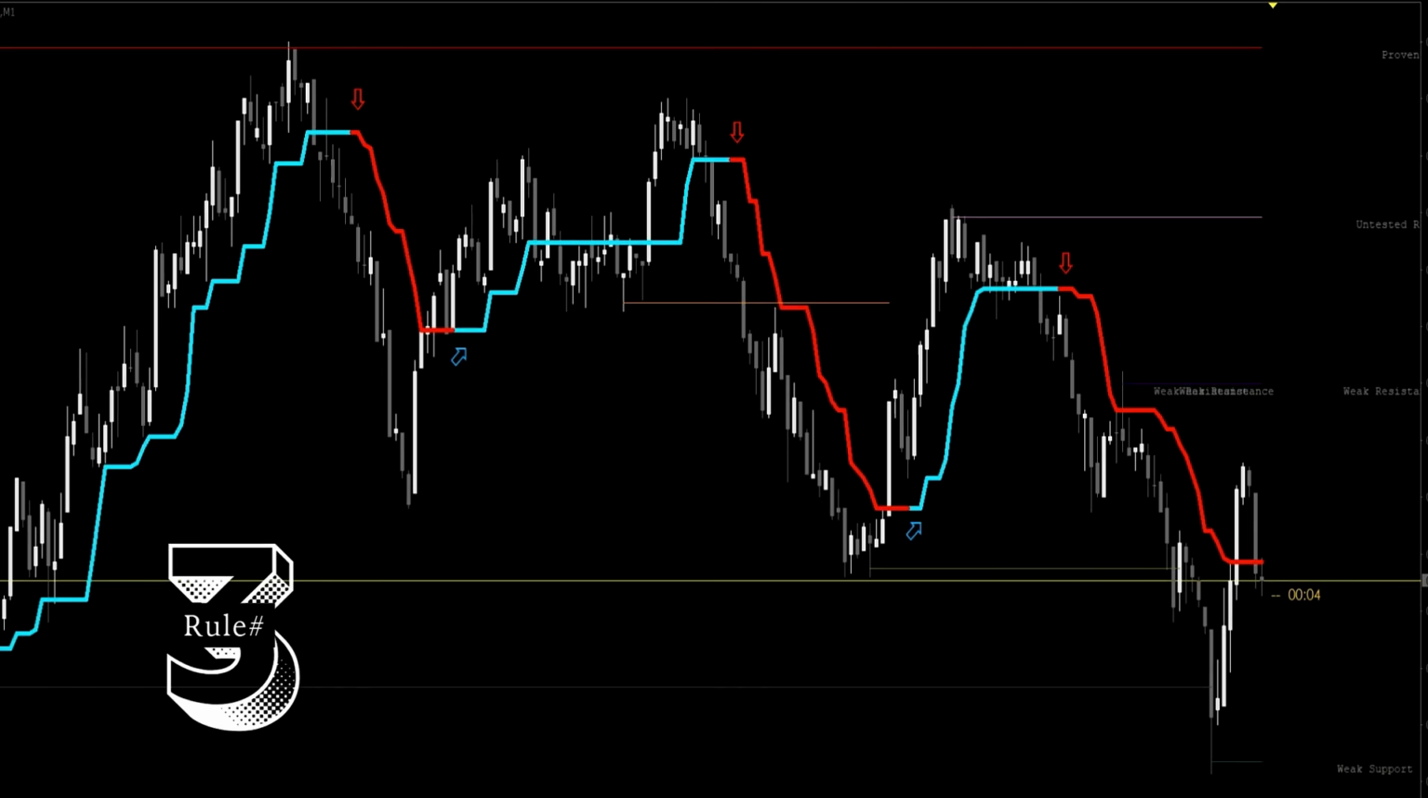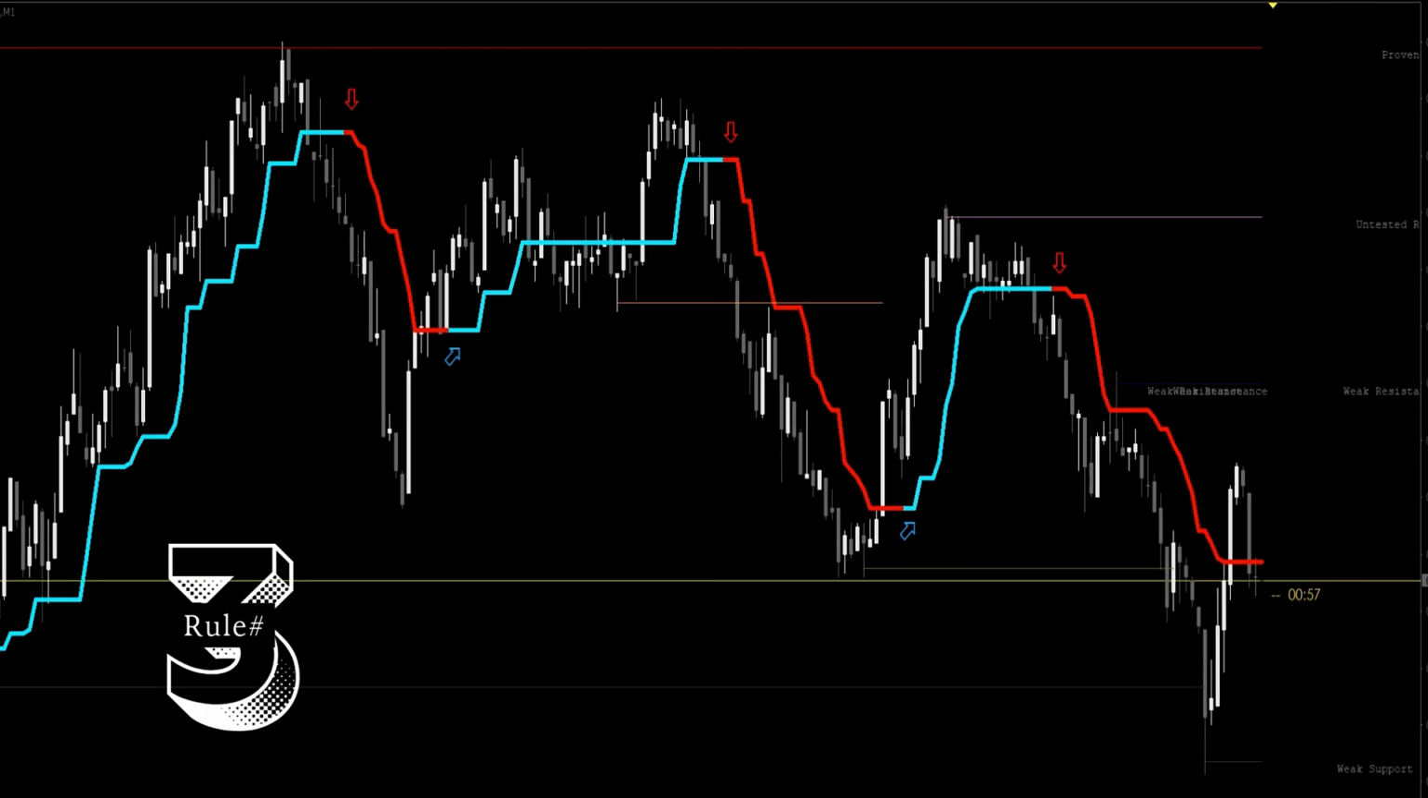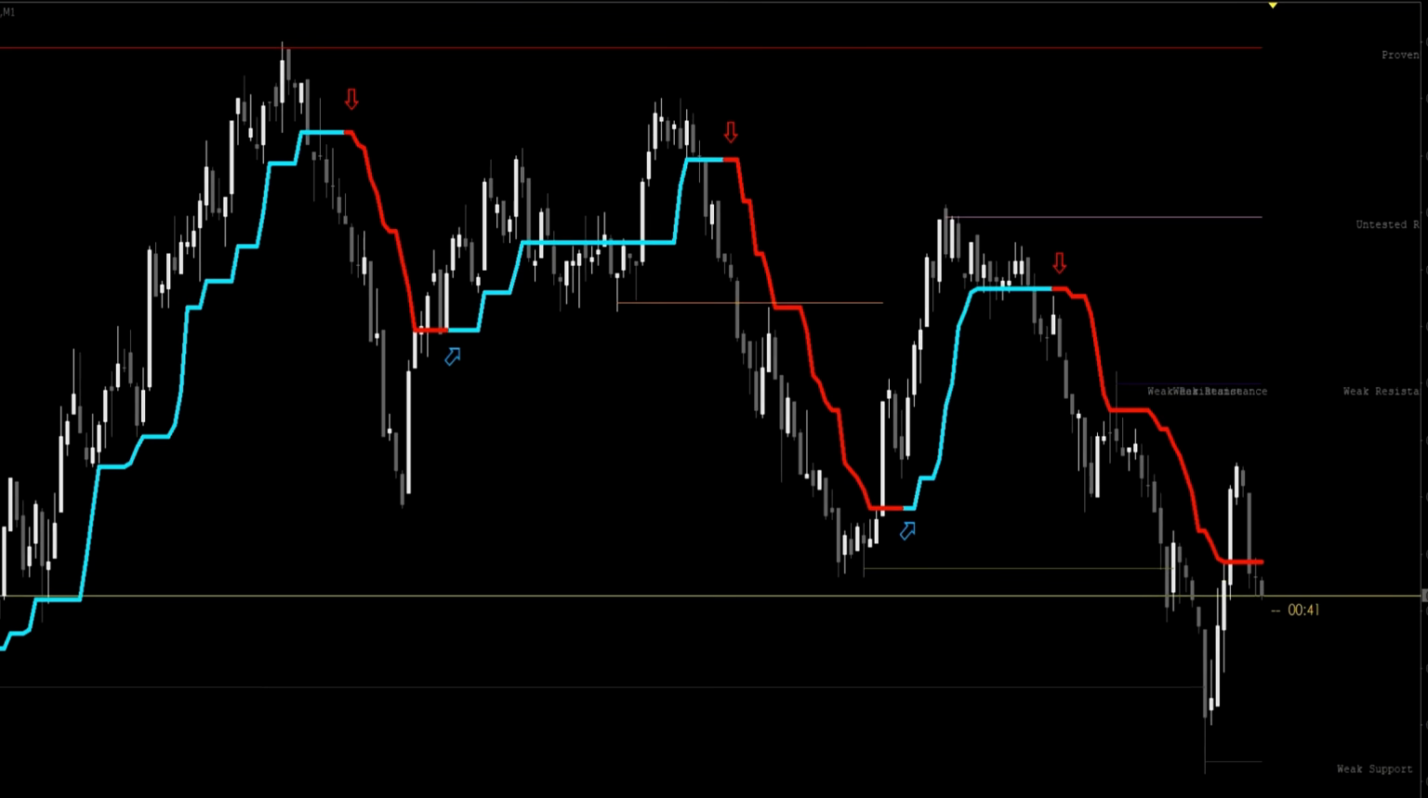Rule number 3, when to stay away. Avoid trading when the market is ranging flat. The arrows will be less reliable. Avoid trading during major news releases. Volatility can spike and hit your stop loss instantly. Pro tip, stick to the European, London, and New York sessions for the best volume and movement. You can use this on any currency pair.